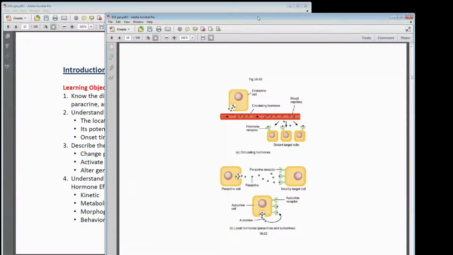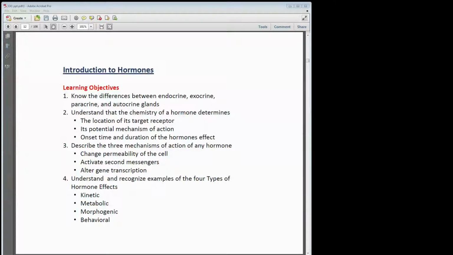Then the exocrine system, these are mainly like the digestive system and sweat glands and salivary glands. So we don't really deal very much with these systems in exam 1, but we will definitely start going into those more in detail towards the end of this semester. So just mainly focus on the endocrine and paracrine and autocrine, but know the difference between each and every one of those. Next topic, the chemistry of hormones, is huge.